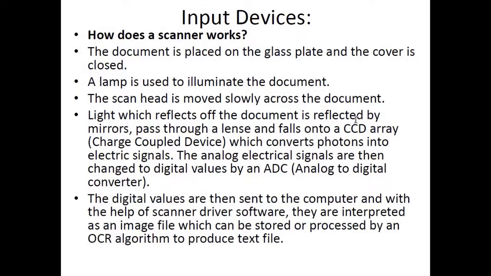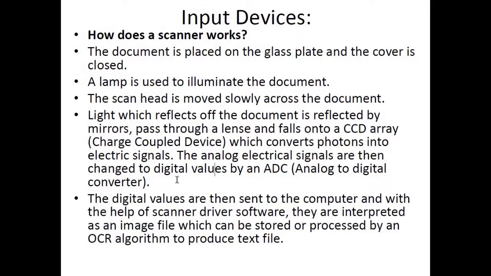Light which reflects off the document is reflected by mirrors, which pass it through a lens, and it falls onto a CCD array. CCD stands for charge coupled device, which converts light, or photons, into electric signals. The analog electrical signals are then changed to digital values by an ADC, analog to digital converter.